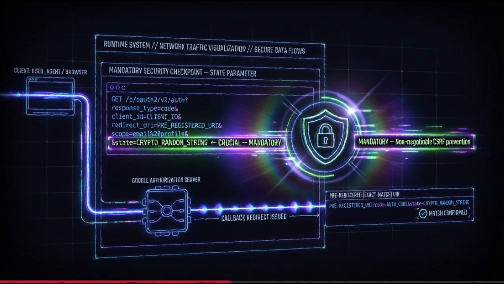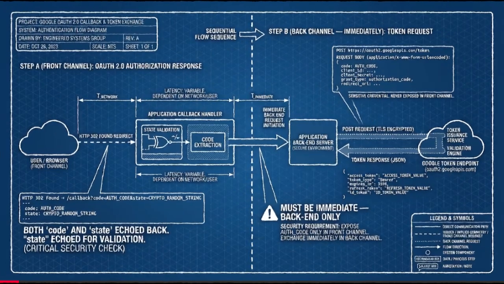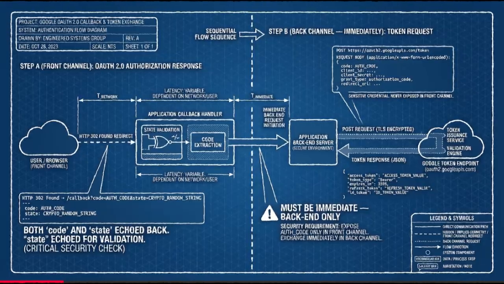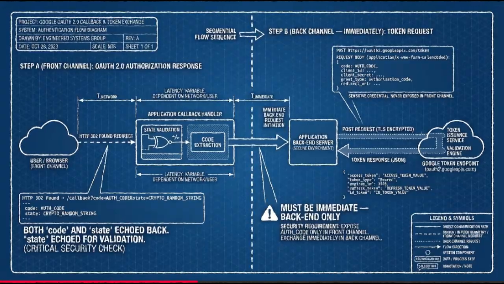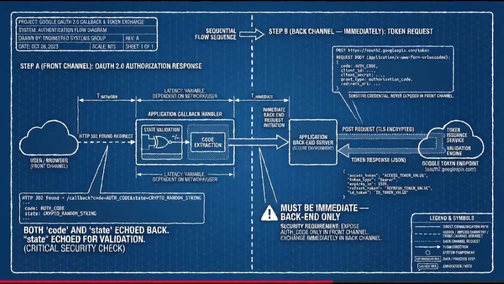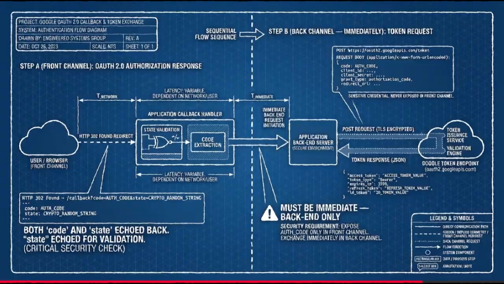Following successful user consent, Google's authorization server issues a callback redirect to the application's pre-registered URI. The user's browser receives an HTTP 302 found response containing the authorization code and the exact echoed state parameter provided in the initial request. The application's backend receives this request and must immediately execute a direct POST to oauth2.googleapis.com/token, utilizing the authorization code and its client credentials to finalize the exchange.